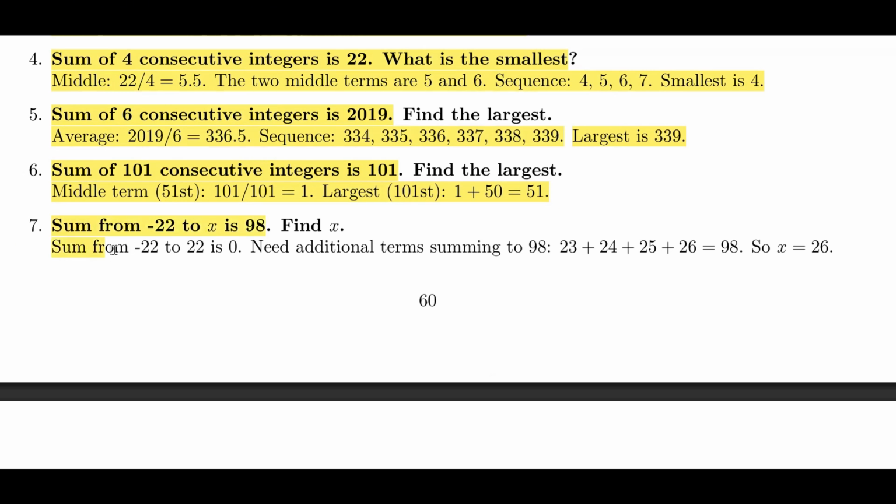The sum from negative 22 to 22 cancels out to 0. Then we need to add more terms until we reach 98. If we add 23, 24, 25, and 26, we get exactly 98. So x must be 26.